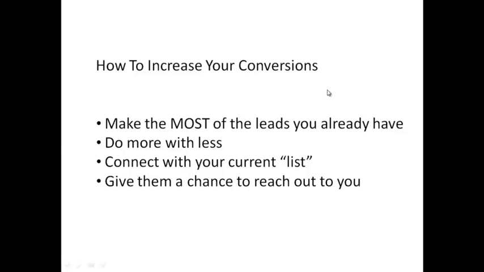Okay? Now, what we want to do is make the most of the leads that you already have, right? I mean, you've already generated them, so you may as well make the most of them. And the whole idea of this concept is to do more with less, okay? Do more with less leads.